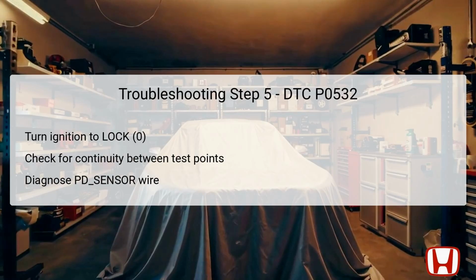Test point 1, located at the AC pressure sensor connector number 2, light green wire, and test point 2 connected to body ground. If continuity is present, there exists a short circuit along the PD sensor wire that must be rectified. If the wire is determined to be intact, check whether the ECM has the most updated software. If not, an update or substitution may be necessary to resolve the P0532 code and restore AC function.